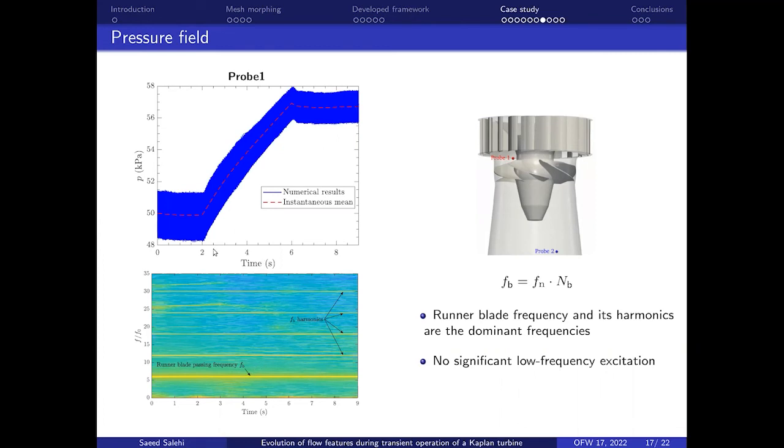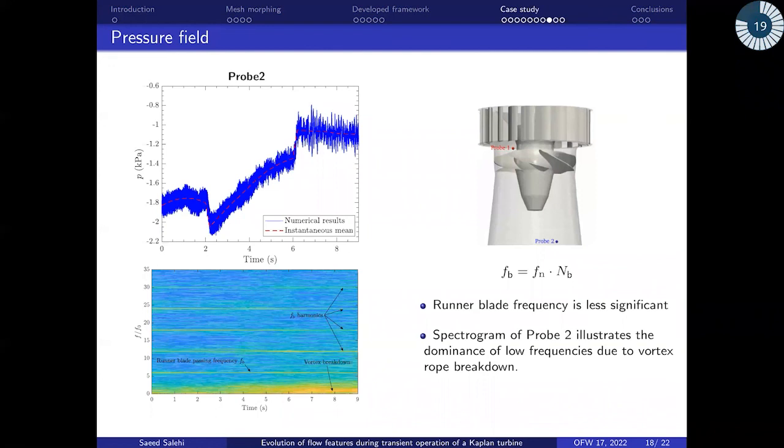When we look at the spectrogram of this pressure fluctuation, if we subtract the instantaneous mean from the instantaneous pressure, we get a fluctuation, and then if we take the FFT through time of that signal, this is the result that we get, which is called the spectrogram. A spectrogram of this specific pressure shows a very significant excitation of the runner blade passing frequency, which is shown here. And we don't see a lot of low frequency excitation as we expect in the part load. We can see some effects of low frequency here, but it's not very significant.